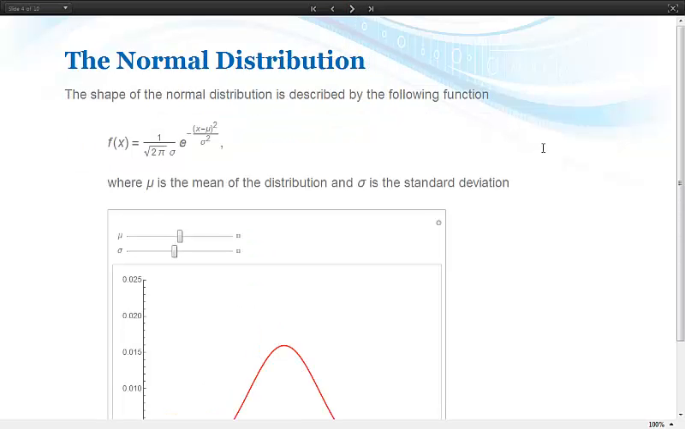So where does this come from? The shape of the normal distribution is described by this ugly function here, which you never have to know much about, but it is important that there's only two parameters that control it. The standard deviation, sigma, is used in two places, and the mean, mu, is used in two places. And so, given only those two numbers, it fully controls the shape of the bell curve.